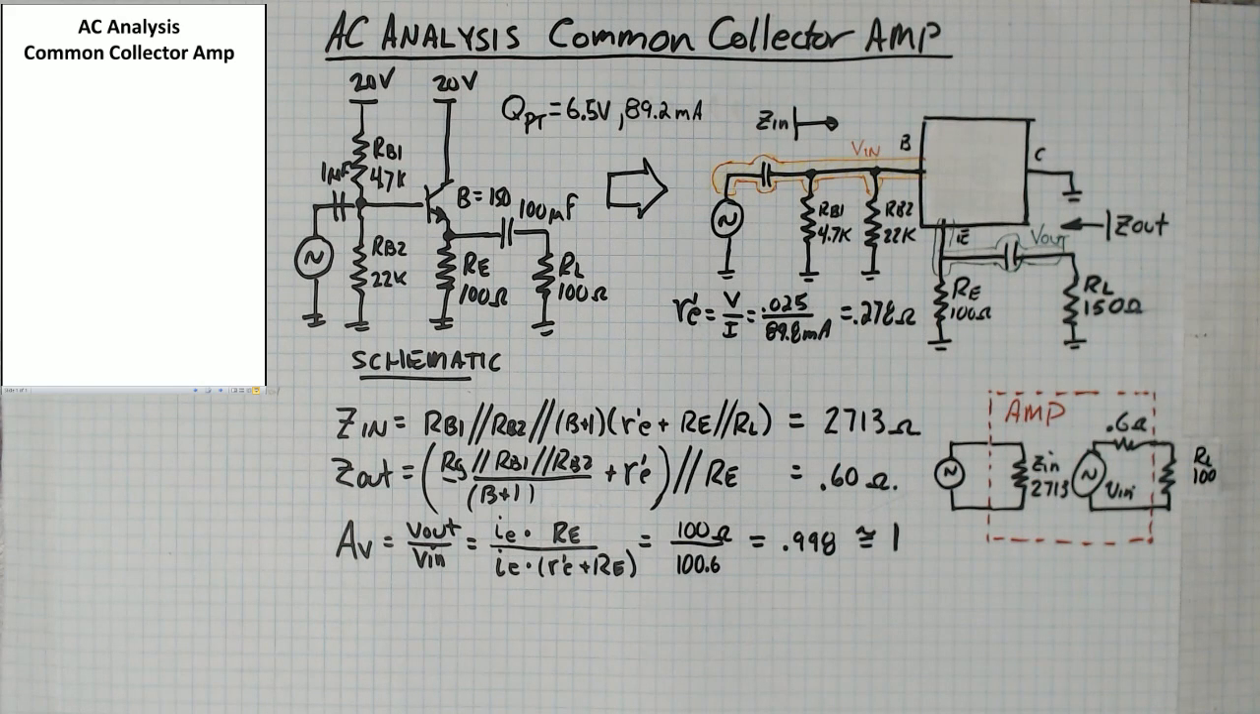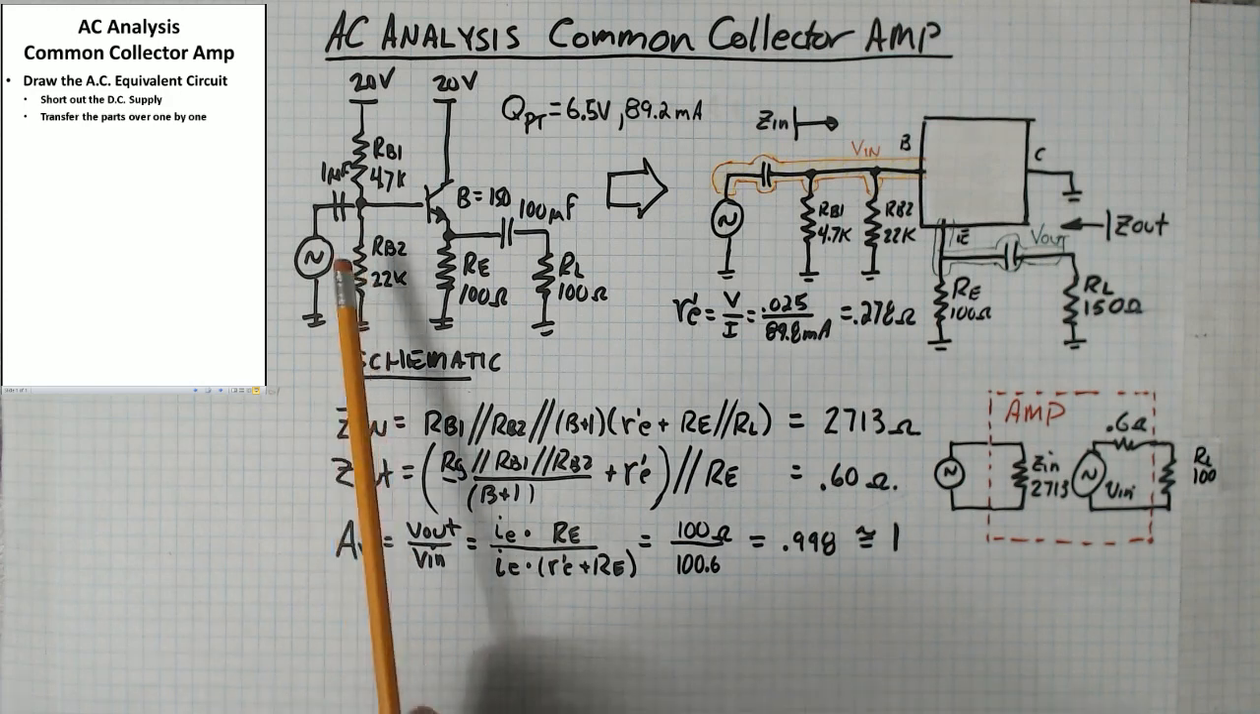The first thing that we do is draw the AC equivalent circuit. And we do that by shorting out the DC supply. So we take 20 volts and we ground it. We're looking for the AC component, the effects of the AC voltages. So you short the DC voltages, and then you transfer the parts over one by one from the schematic to the AC equivalent circuit.